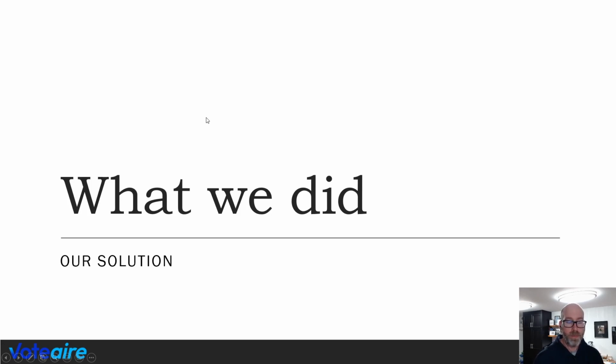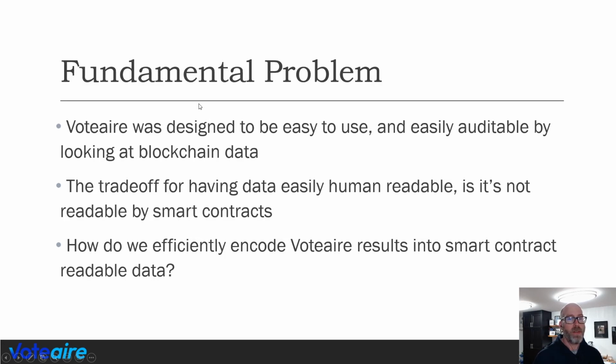So what did we do? Our solution. Really the fundamental problem that we had to solve is based on the fact that Voteaire was designed to be easy to use and easily auditable by looking at blockchain data. But the trade-off for having data easily human readable is that it's not readable by smart contracts. So how do we efficiently encode Voteaire results into smart contract readable data?